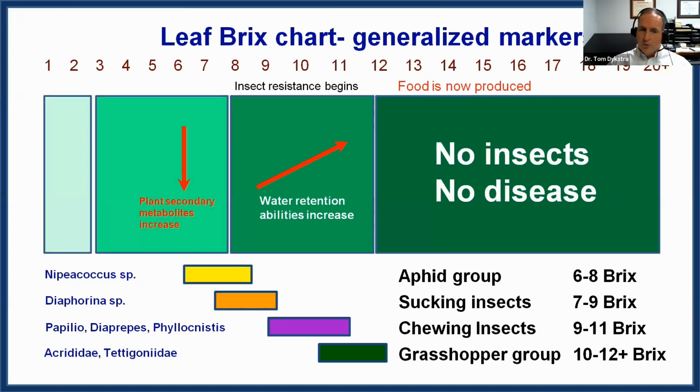That is part of the aphid group. Diaphorina, which is the Asian citrus psyllid, is a sucking insect that is on another level of insects. Papilio, Diaprepes, and Phyllophaga are chewing insects, and they will be found on a slightly higher brix plant. We find them on plants that are doing a little bit better. Obviously, Planococcus and Diaphorina are usually found on very weak trees, but when we see Papilio and Diaprepes, the trees are not doing too badly. They're doing a little bit better.